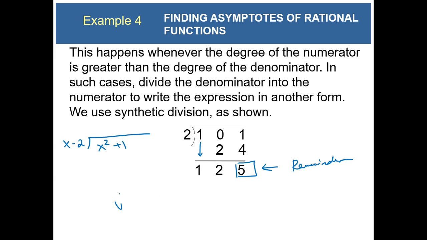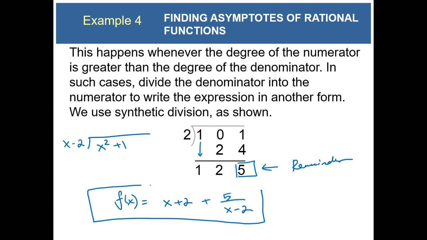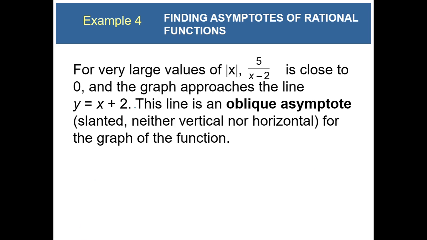So we have f of x can be written as x plus 2 plus a remainder 5 divided by x minus 2. So this is our function f of x after we divide by x minus 2. For very large values of absolute value of x, 5 over x minus 2 is close to 0. So the remainder approaches 0 as we get larger and larger values of x, so we can ignore it.